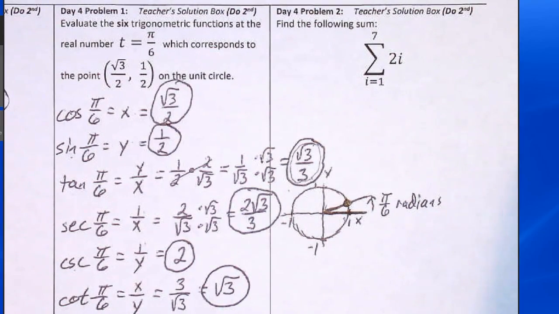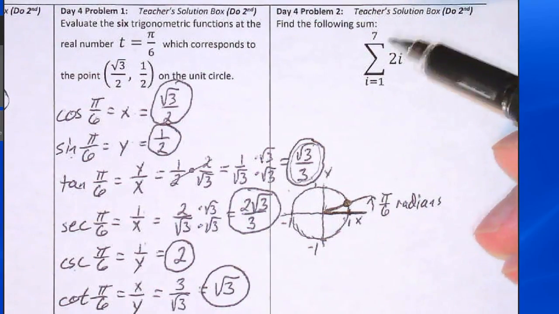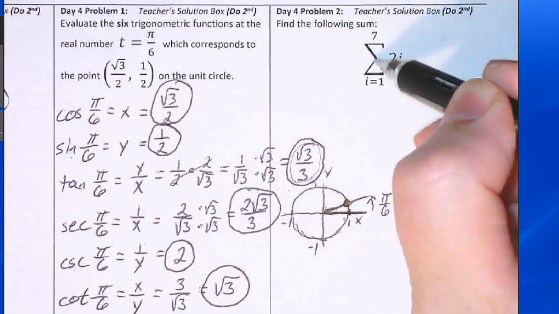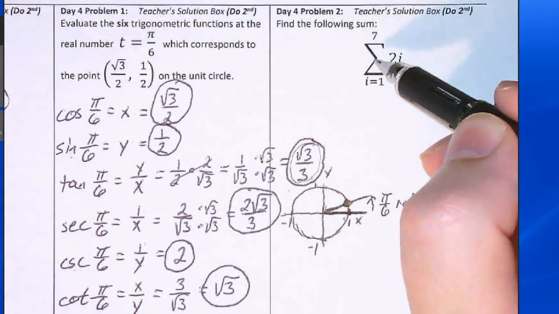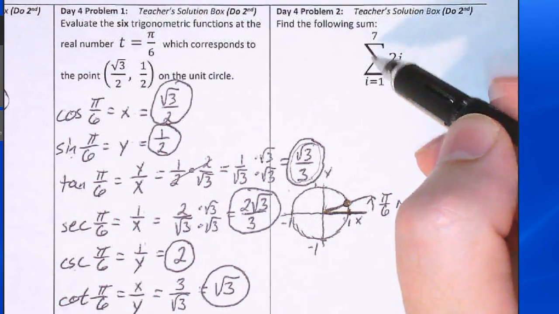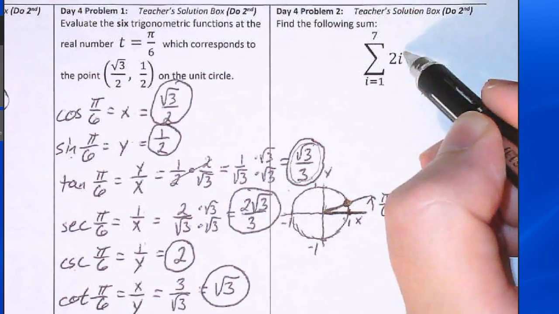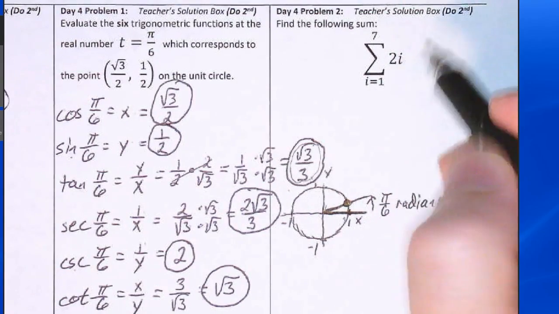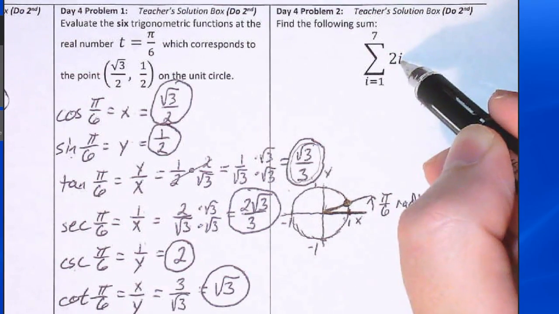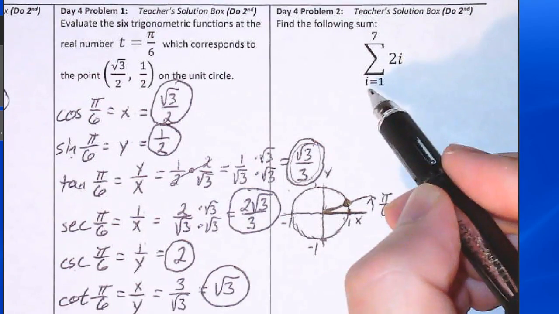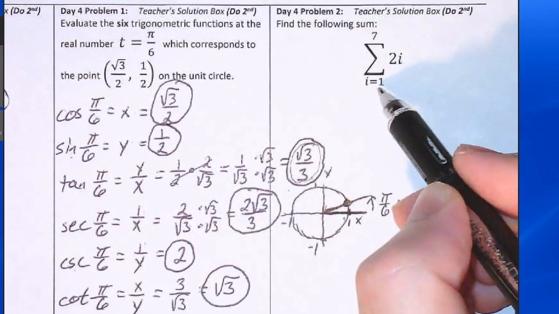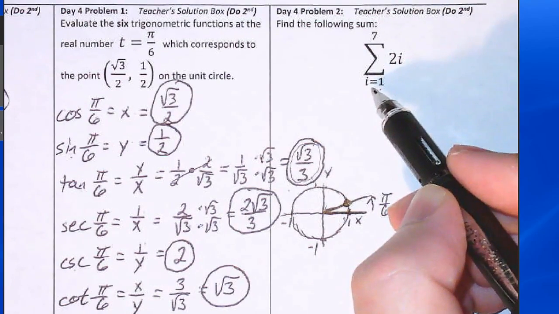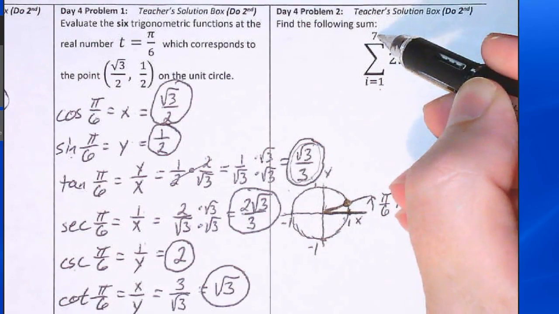Day 4, problem 2. Find the following sum. This symbol is the Greek letter sigma. It's the symbol used to sum things up or to add things up. What we are adding up is the expression 2i, where i is replaced by different values. The first number we put in for i is 1, and then we put in whole numbers all the way up until we get to 7.